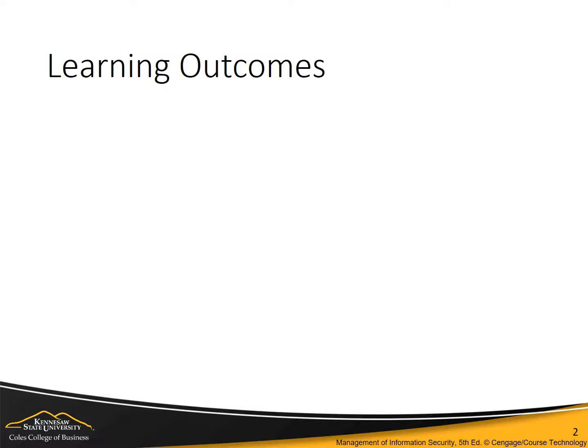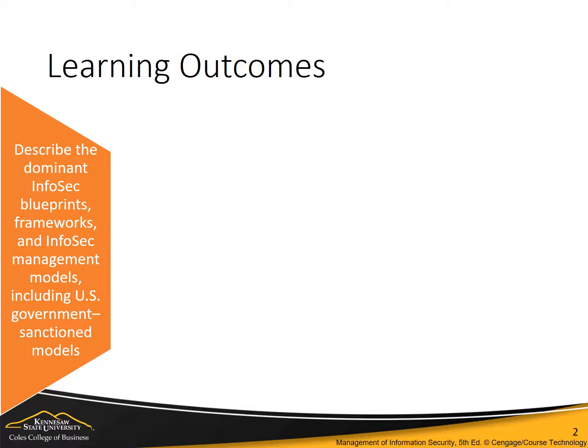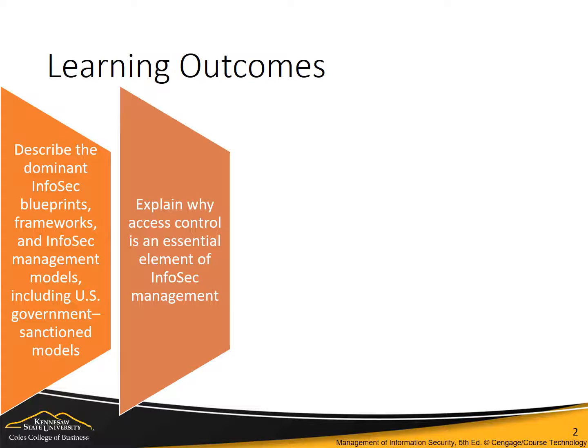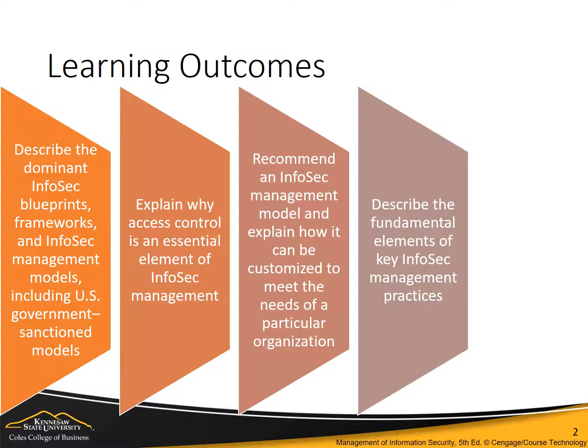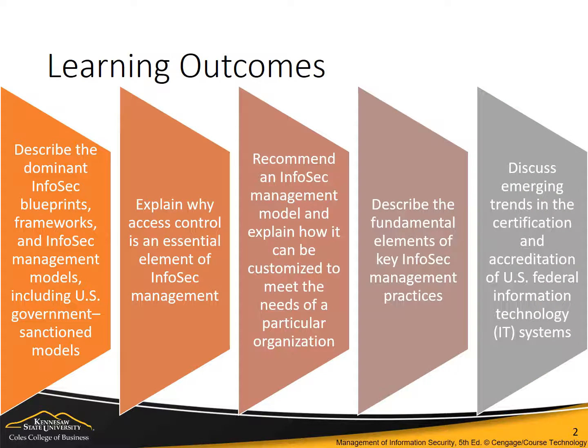In this chapter, we will cover the following five learning outcomes. Describe the dominant InfoSec blueprints, frameworks, and InfoSec management models, including U.S. government sanction models. Explain why access control is an essential element of InfoSec management. Recommend an InfoSec management model and explain how it can be customized to meet the needs of a particular organization. Describe the fundamental elements of key InfoSec management practices. And finally, discuss emerging trends in the certification and accreditation of U.S. federal information technology systems. We will discuss these five learning outcomes in the following six sections.